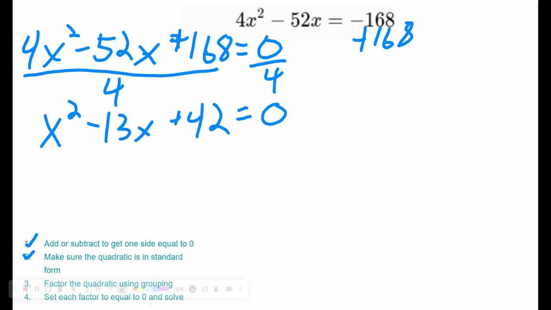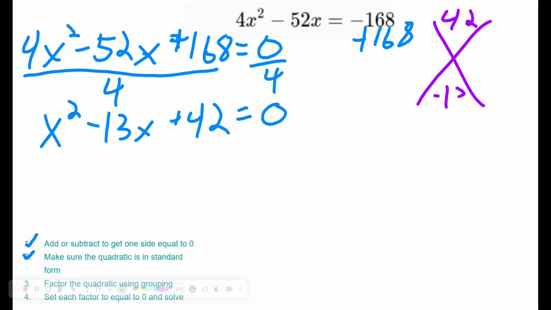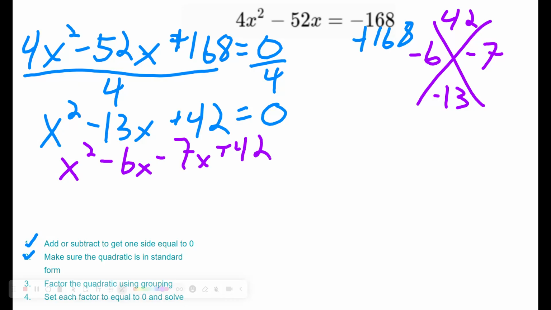Let's pick a different color here. Our little symbol. We should have 42 on the top, negative 13 on the bottom. What are two numbers that when added together equal negative 13, when multiplied equal positive 42? They're definitely both going to be negative. I think it's negative 6 and negative 7. All right, let's group those. x squared minus 6x minus 7x plus 42. That still equals 0, but for now I'm just going to keep going with this.